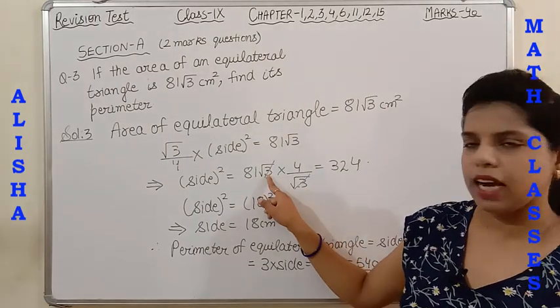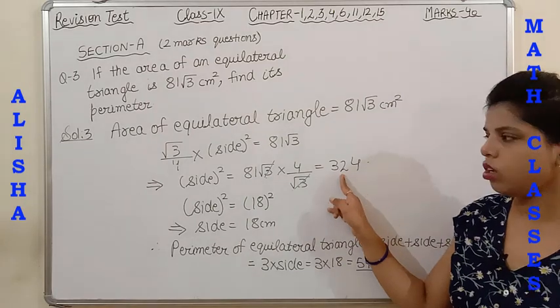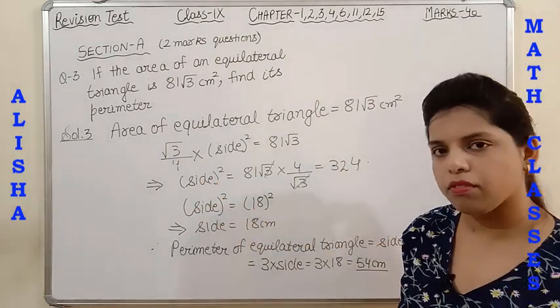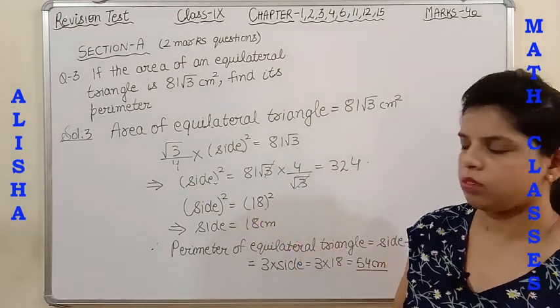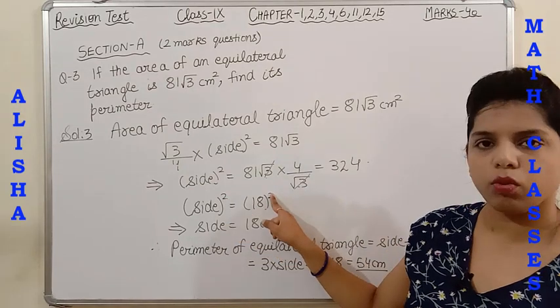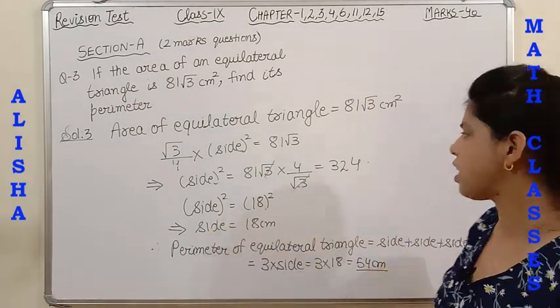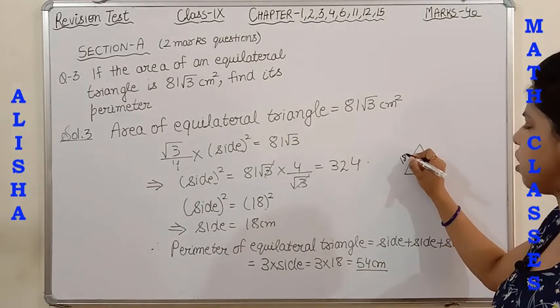So root 3 will be cancelled by root 3, and 81 into 4 is going to be 324. So side square is equal to 324. That means you have to make the factors, and 324 can be written as 18 whole square. So square will be cancelled by square. Therefore side is equal to 18 centimeter. This means that this equilateral triangle has all sides of length 18 centimeter.